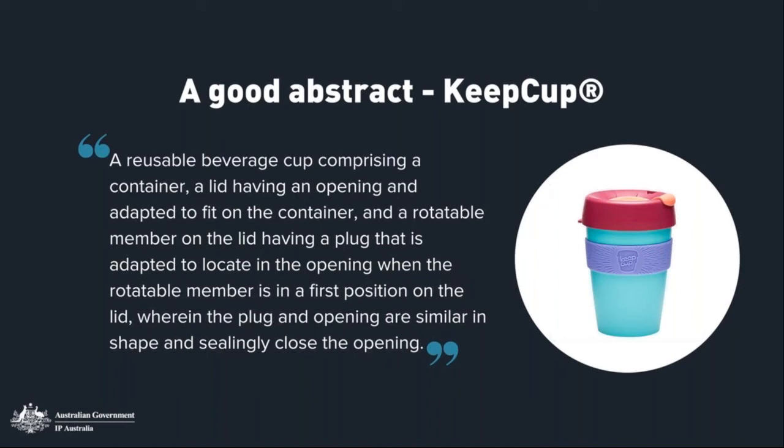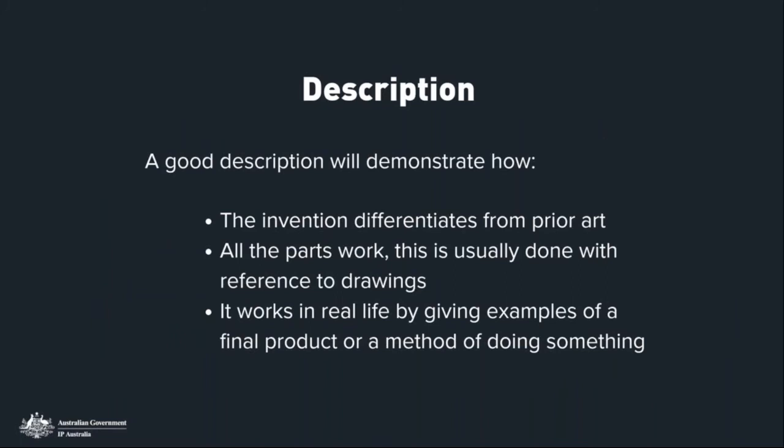A description normally forms the bulk of your specification. This is where you differentiate your invention from the prior art. It should also describe how all the parts work, and this is usually best described when features are referenced back to the drawings. Your description should demonstrate that your invention works in real life by giving access of an end product or method of doing something. I think it is also worth mentioning that if you have a technology-based patent, the bulk of your description may be derived from your technical or functional specifications.